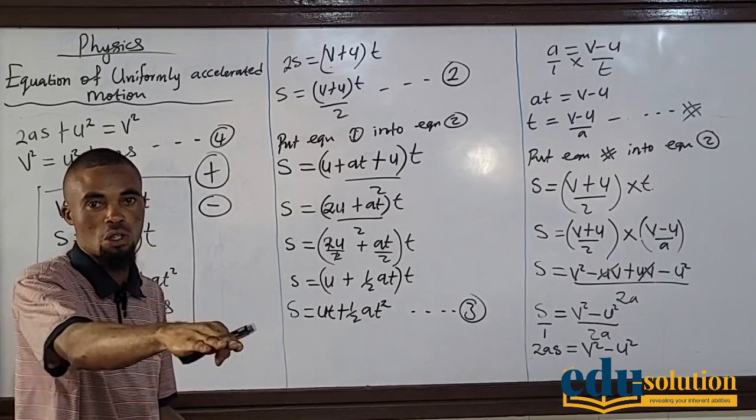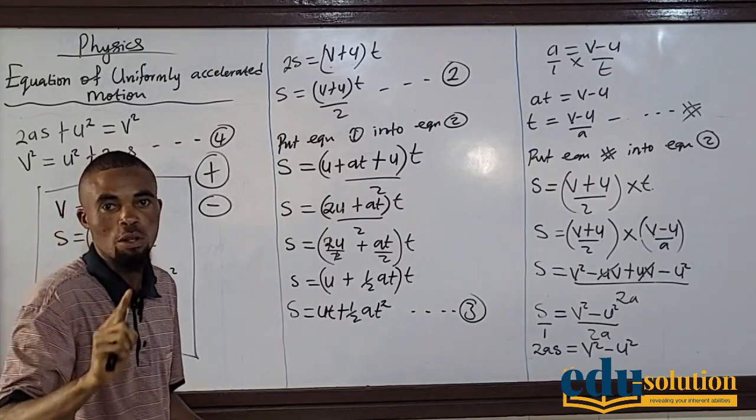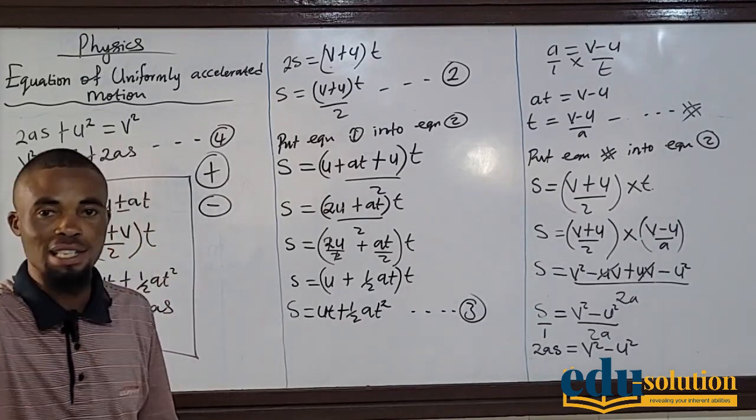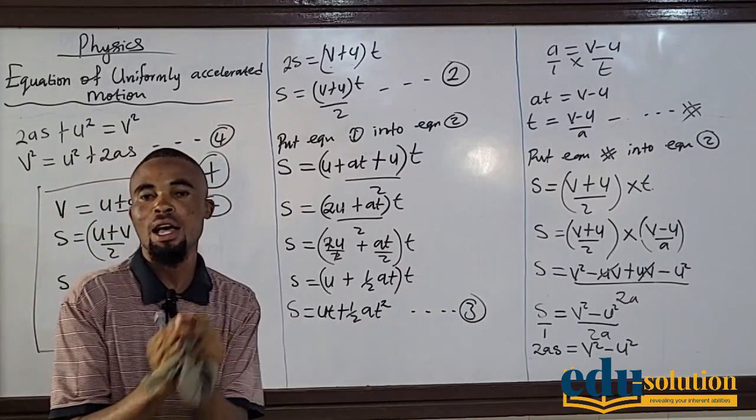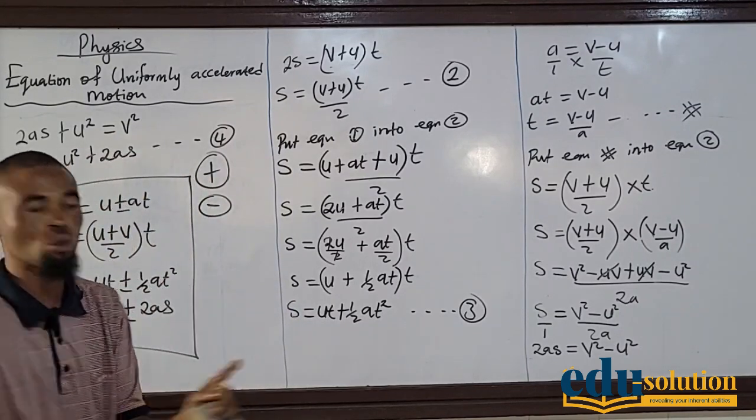I'm talking about the horizontal plane. So that's when we use plus. But if it's retardation or deceleration, which are both the same thing and both opposite of acceleration, we use minus.